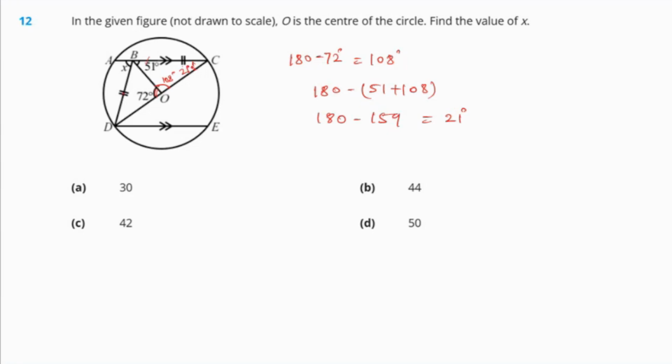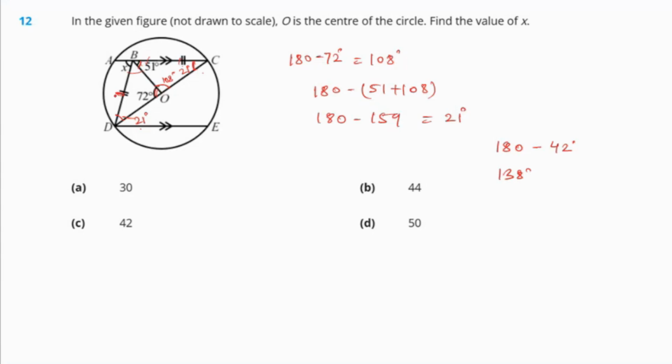Okay. Now, since these two sides are equal to each other, this triangle BDC should be an isosceles triangle. If this angle is 21 degrees, then this angle also needs to be 21 degrees. If this is 21 degrees and this is 21 degrees, we can easily figure out the measurement of this entire angle. Correct. So this entire angle needs to be what? 180 minus twice of 21 degrees, which is 42 degrees. Okay, so if we do 180 minus 42 degrees, we get what? 138 degrees.